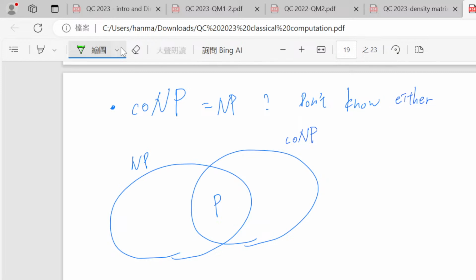Okay, so the drawing here is a bit wrong. When you draw NP and co-NP, they are really different sets of problems, and they have some intersection, and P is inside the intersection. But really we don't know whether there are things inside this part, something in NP and not equal to P, because we don't even know whether NP equals P.